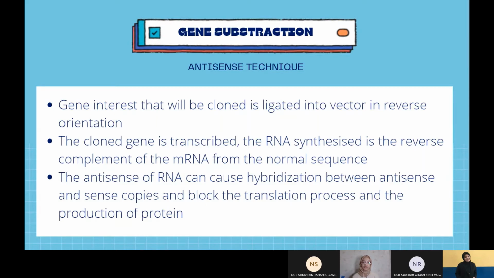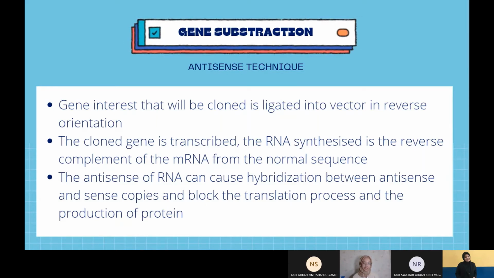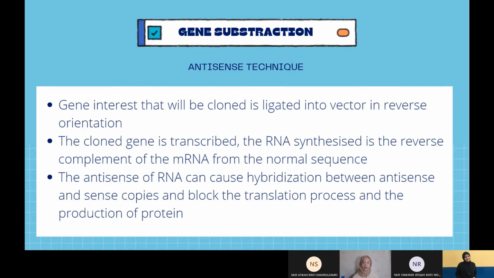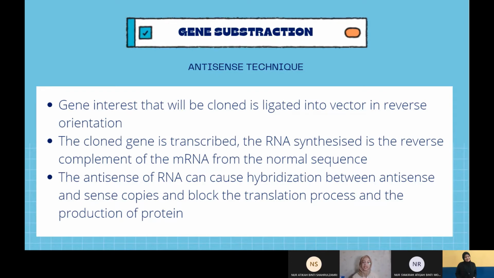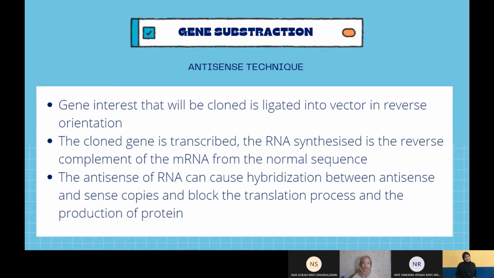Antisense is one of the techniques under gene subtraction. This technique works by the gene of interest that will be cloned being ligated into a vector in reverse orientation. When the cloned gene is transcribed, the RNA synthesized is the reverse complement of the mRNA from the normal sequence. The antisense RNA can cause hybridization between antisense and sense copies and block the translation process and the production of the protein.